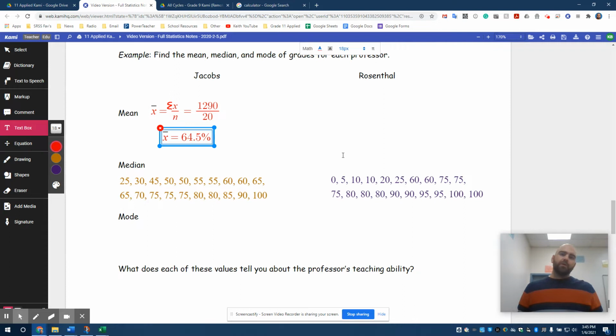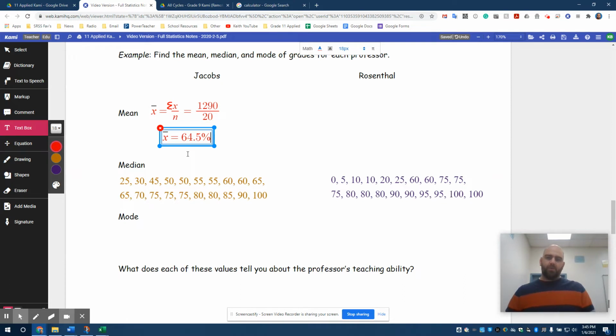So if we were to take these scores, let's imagine that there were 20 people in the class, and these are scores you got on your test. The average score on the test would be 64.5%. And that's pretty common. That's often the way that we would measure the average.